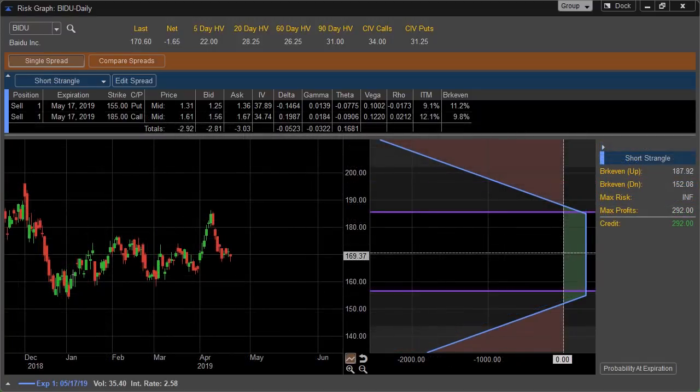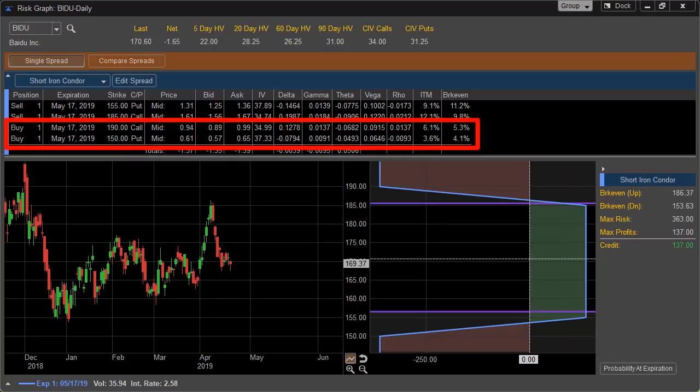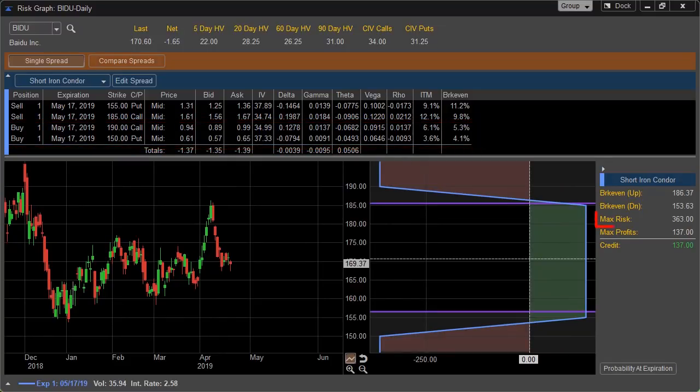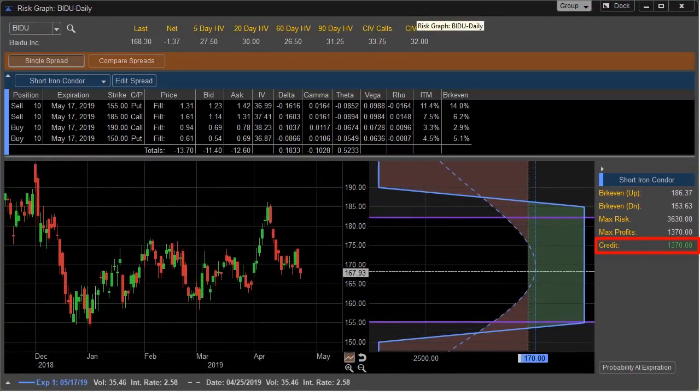If you add to that selling a call as well, your credit is now $292. But look at your max risk. It's infinite. We don't want that. That's a naked sandwich. So let's buy protection. Here, we bought protection. Notice the max risk is drastically reduced. Instead of being infinite, it's only $363. Your credit is $137 per contract. If you did 10 contracts, you're looking at a credit of $1,370.